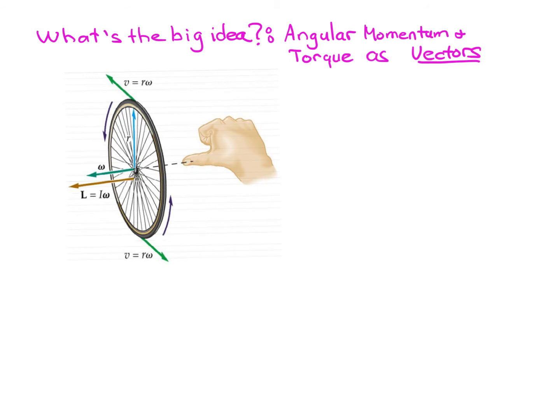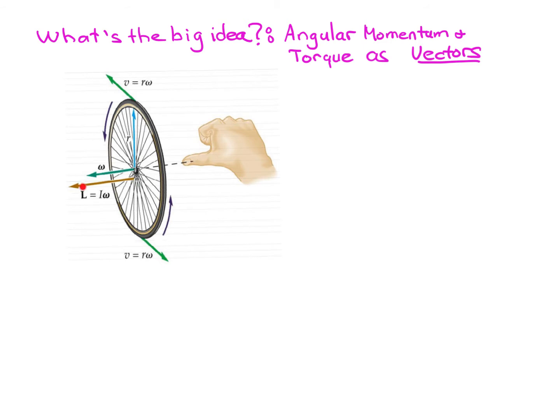And the way we distinguish between those two choices is to use a right-hand rule. This version of the right-hand rule says that if you curl the fingers of your right hand with the rotational motion, then your thumb will point in the direction of the angular momentum. If the wheel were to spin the other way and you applied the same right-hand rule, you should convince yourself that you would predict that the angular momentum is pointing in the opposite direction.